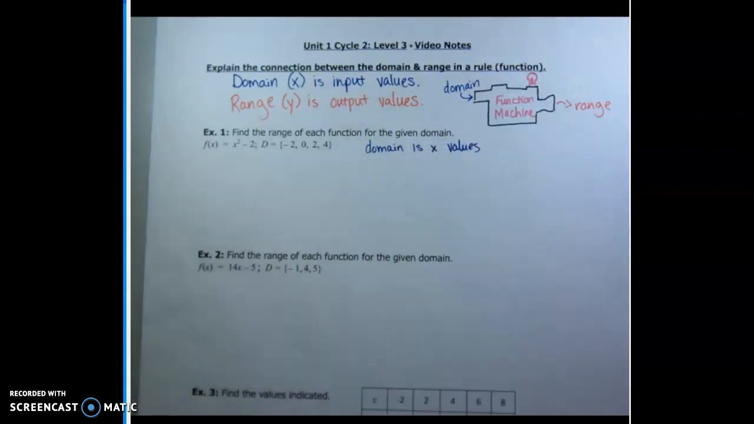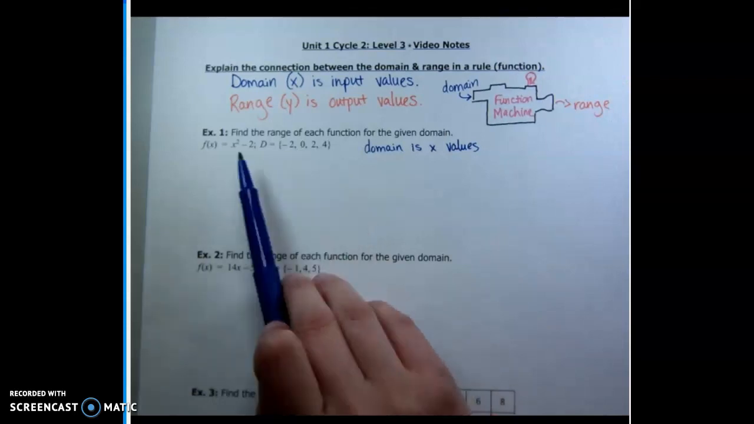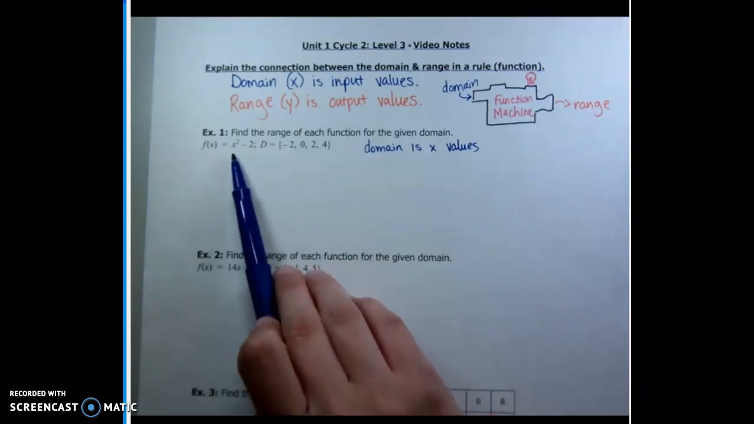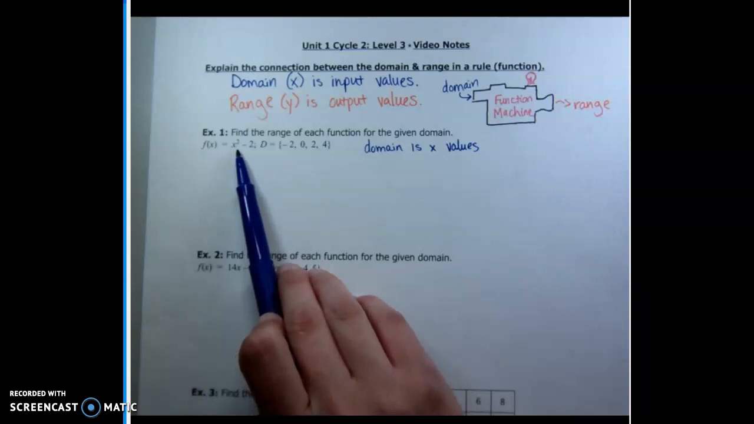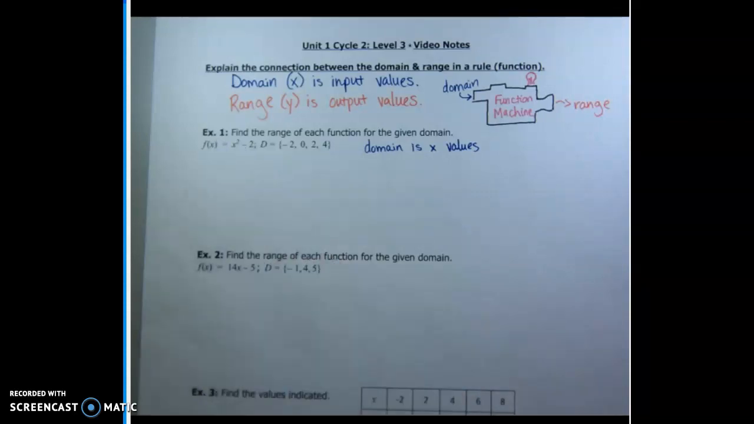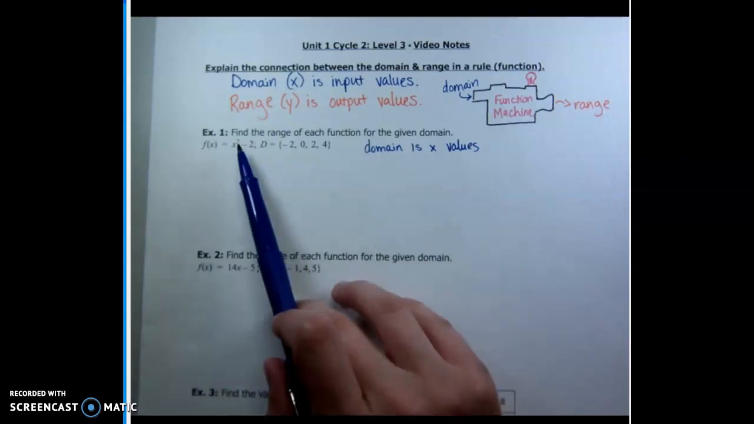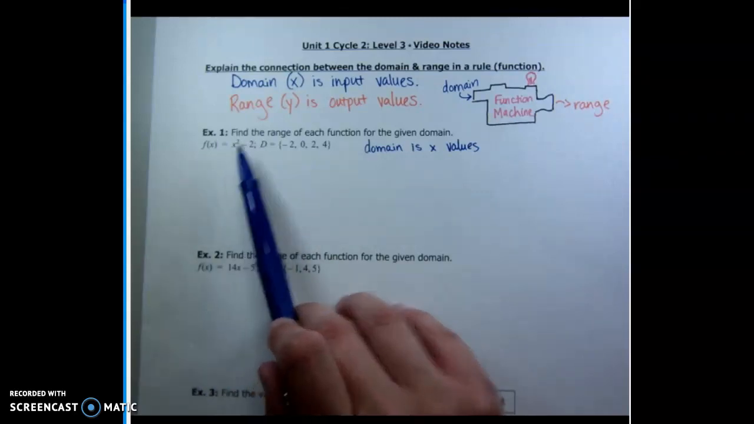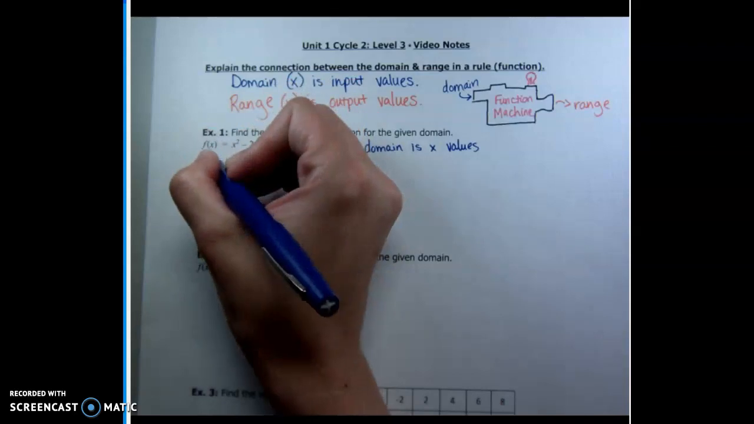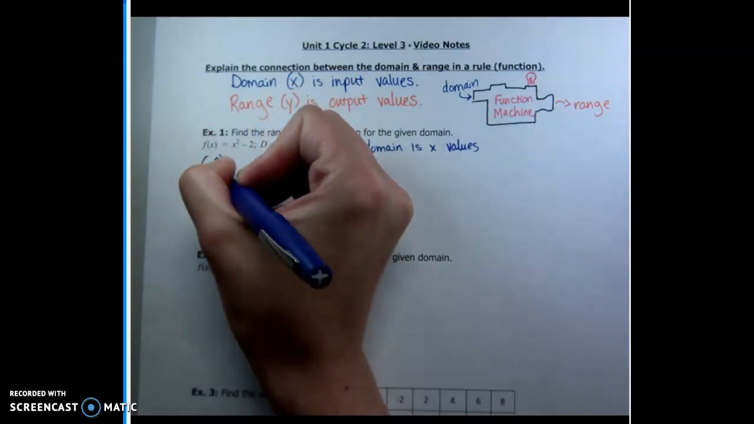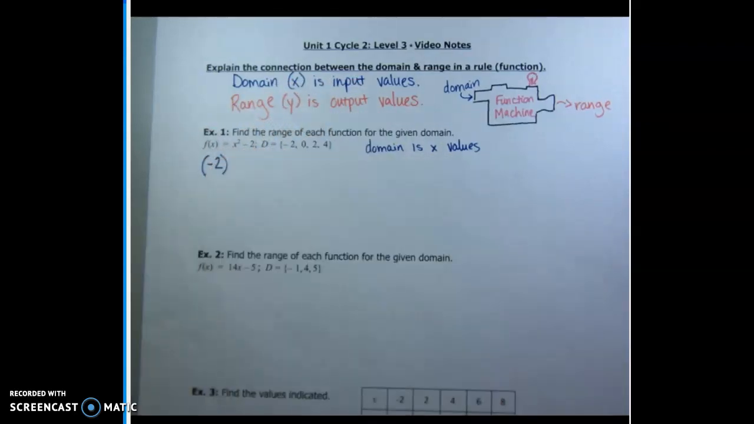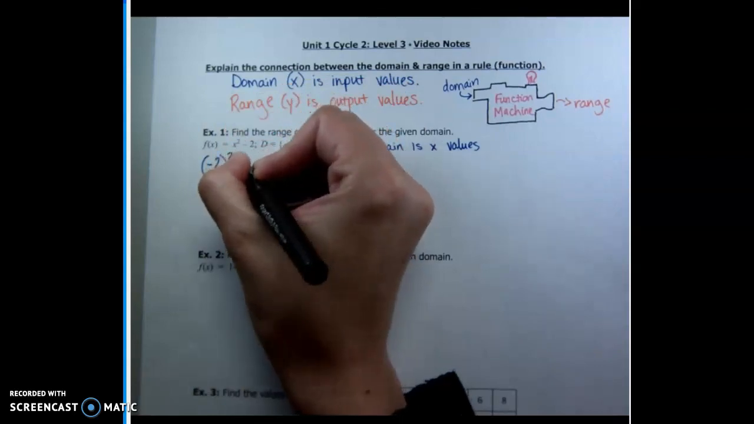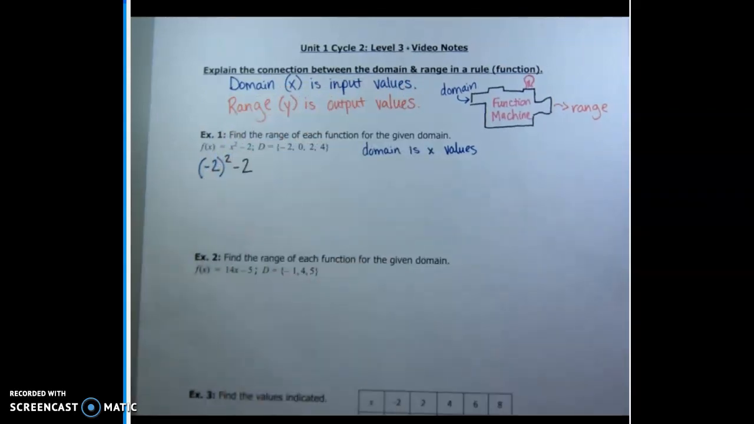So we're going to plug in each of these into our x value. Now this exponent, in case any of you don't remember, does not mean whatever this is times 2. This is squared, so we're multiplying it by itself. So if I were going to do negative 2 first, that's my x value, squared minus 2, I'm solving for that.